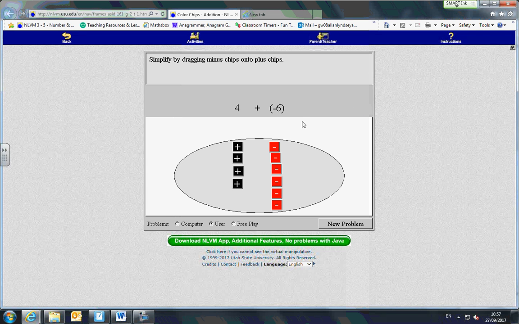So the same as before, remember that a positive tile and a negative tile gives you 0. This gives a 0 pair, so there's a 0 pair there, and there, and there, and the last 0 pair is there. So we're actually left with 2 negatives. So our answer to 4 plus negative 6 gives us negative 2.